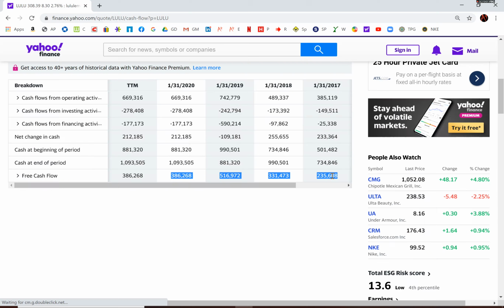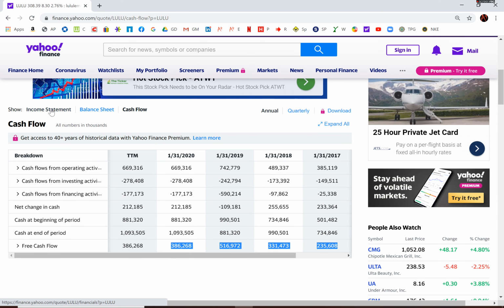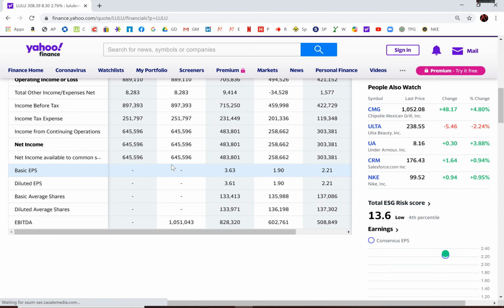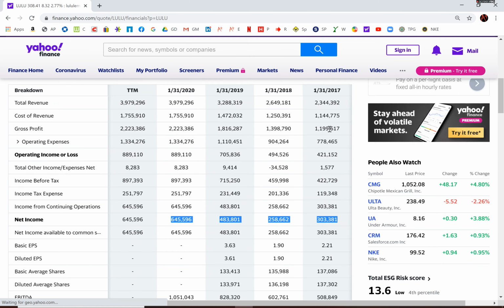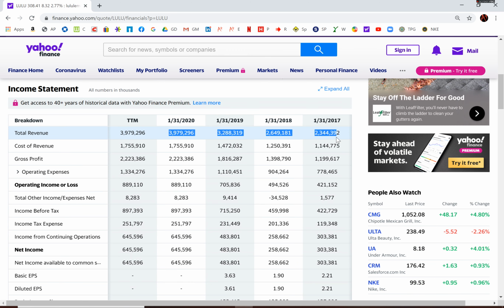Okay, and next we're going to get the net income, and that's on the income statement. And we use 4 years of financial data in the model. And last, we're going to take the revenue, which is also in the income statement.